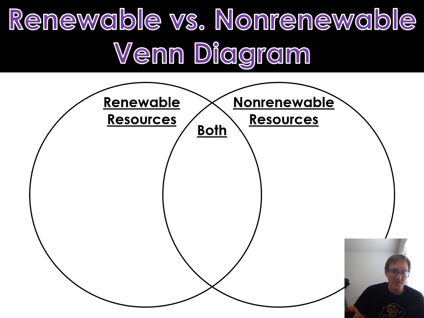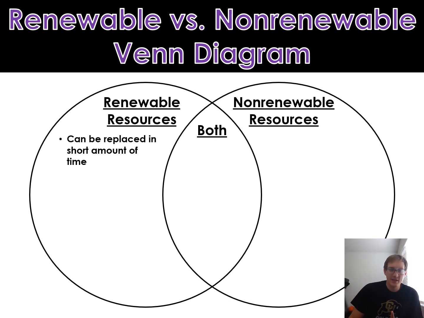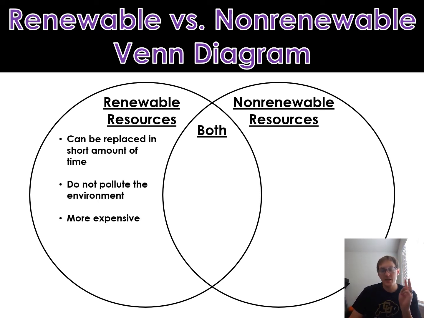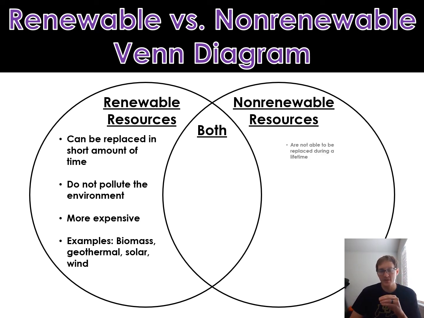Okay, so then we have this Venn diagram: renewable, both, and non-renewable. On just the renewable side, again, just to review, they can be replaced in a short amount of time. They don't pollute the environment. They are more expensive to start. And the examples we used were biomass, geothermal, solar, and wind.